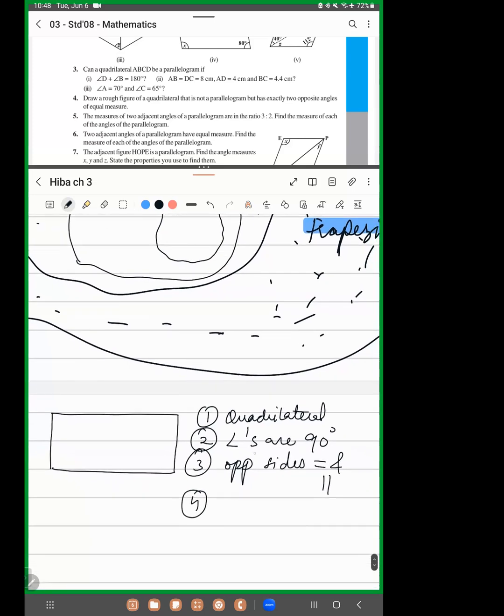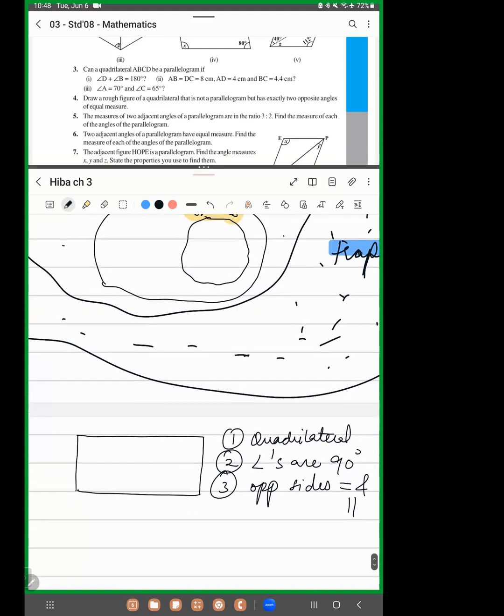All of this is done. It's a quadrilateral. It's a parallelogram. Opposite sides are equal and parallel. And angles are 90 degrees.